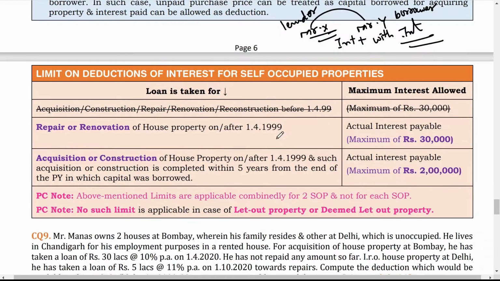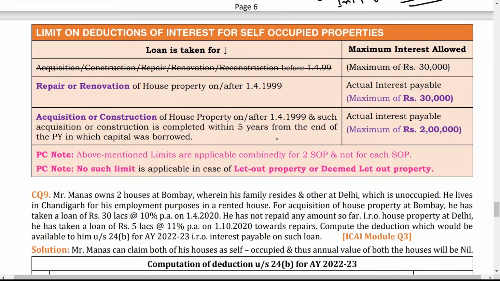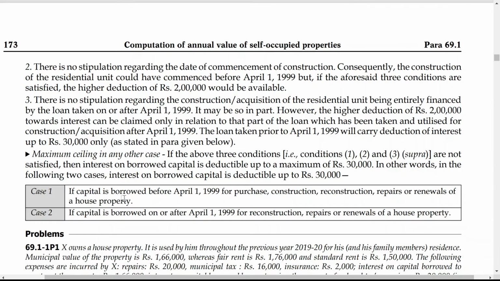Limit on deduction of interest for self-occupied property. Loan is taken for maximum interest allowed. If capital is borrowed before April 1999 for purchase, construction, reconstruction, repairs and renewals of the house property, in that case you will get only 30,000 as a deduction. Here you have to remember, if loan is taken before April 1, 1999 for purchase, construction or reconstruction or repairs or renewals, then the amount of deduction in case of self-occupied property is only 30,000.